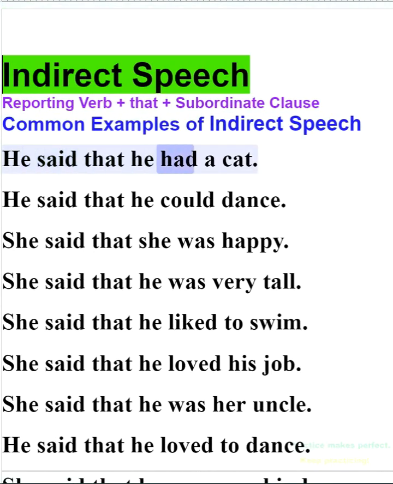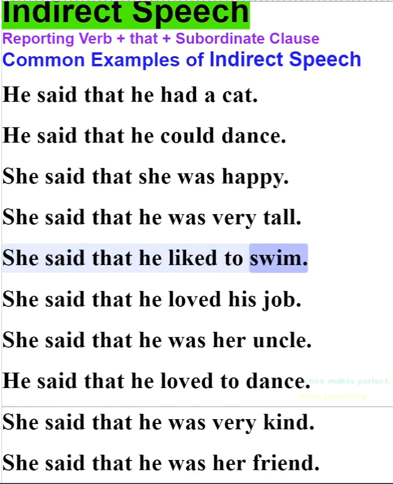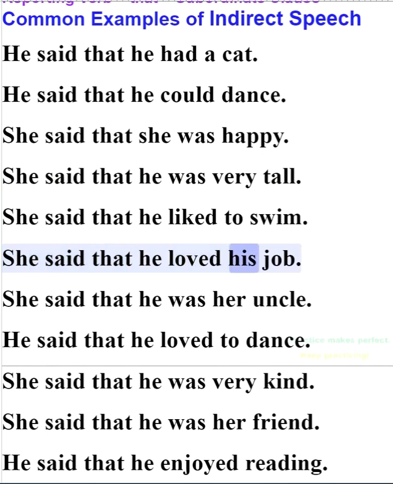He said that he had a cat. He said that he could dance. She said that she was happy. She said that he was very tall. She said that he liked to swim. She said that he loved his job.